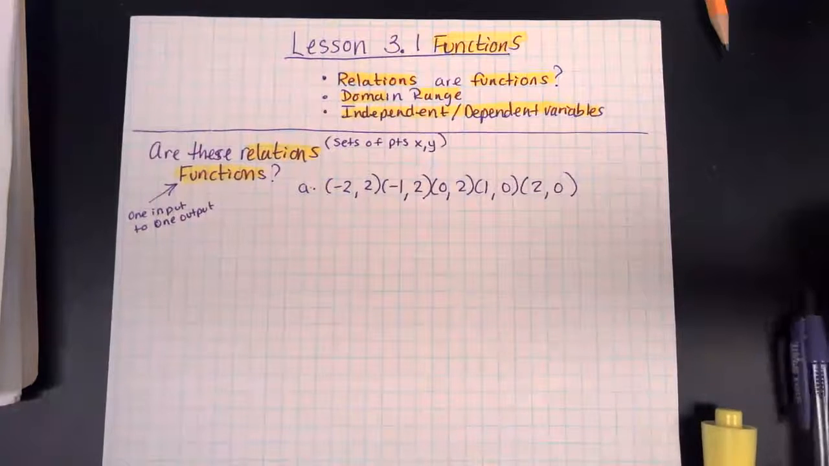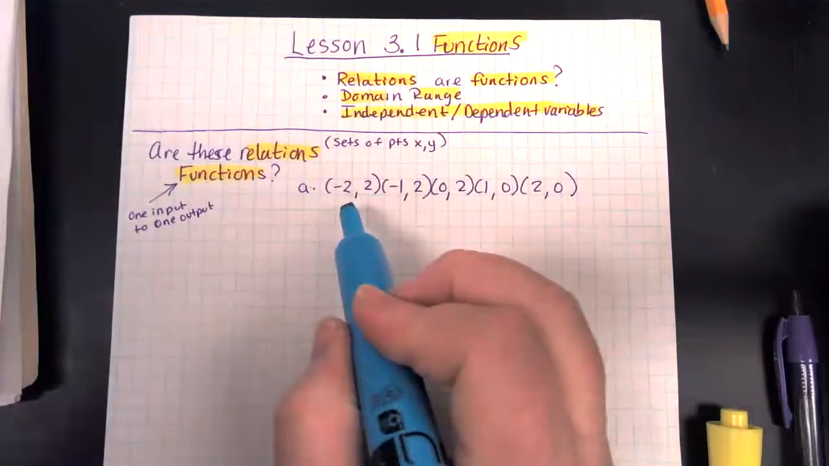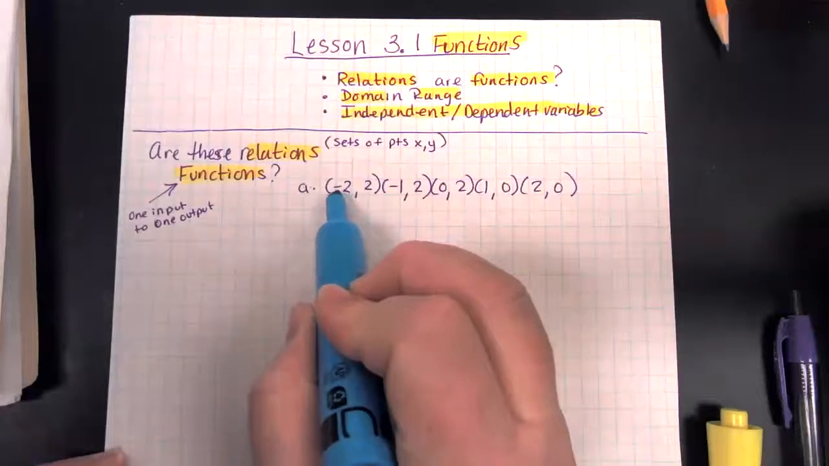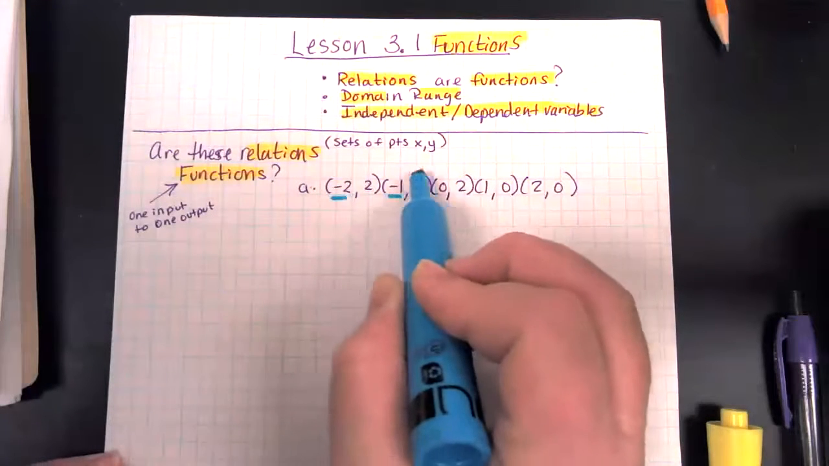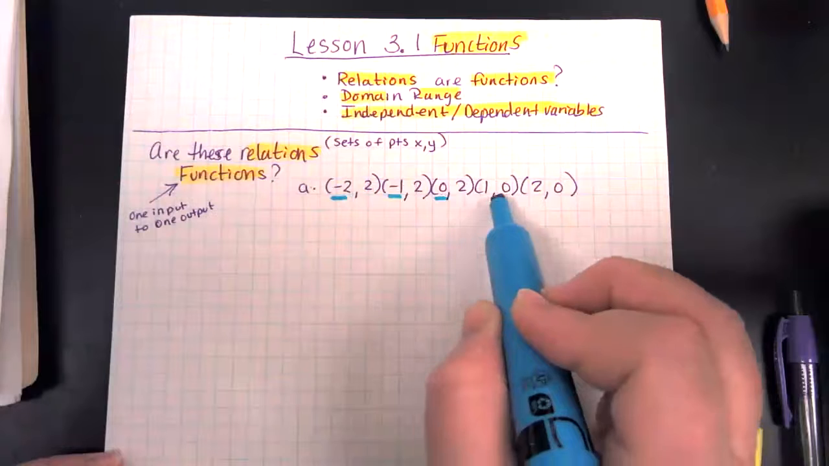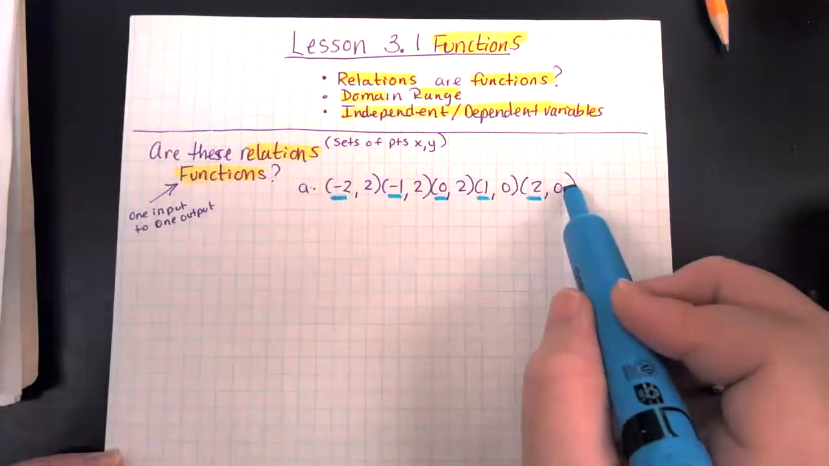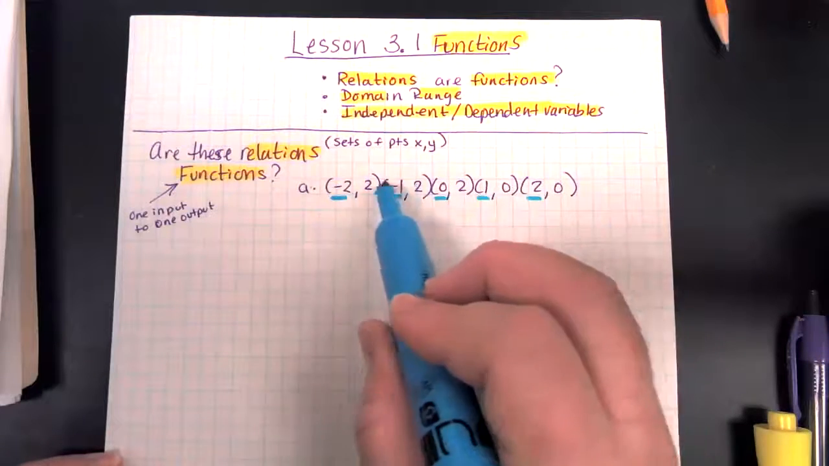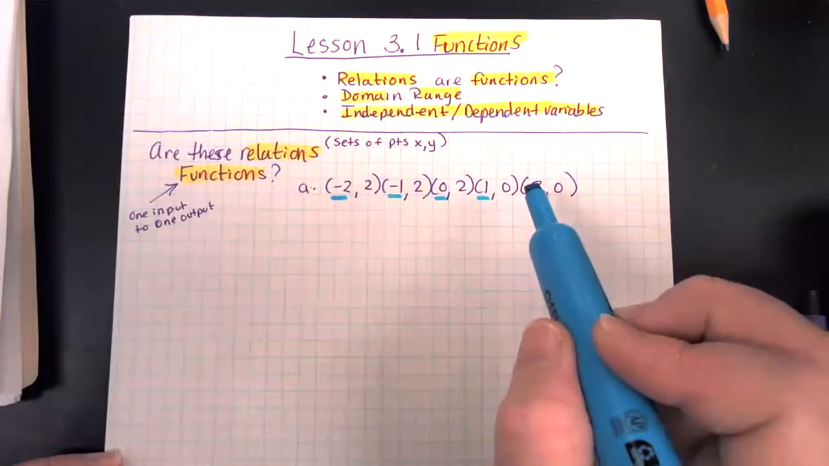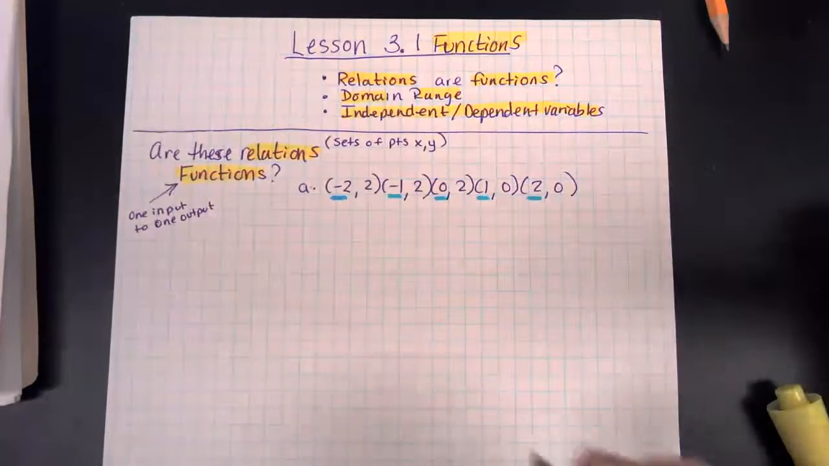So let's check this out. I'm going to use a different color here. Do I have any repeats? -2 to 2, -1 to 2, 0 to 2, 1 to 0, and 2 to 0. Now, I did repeat the outputs, but did I repeat any inputs? These are all different, aren't they? Well, then this would be a function.